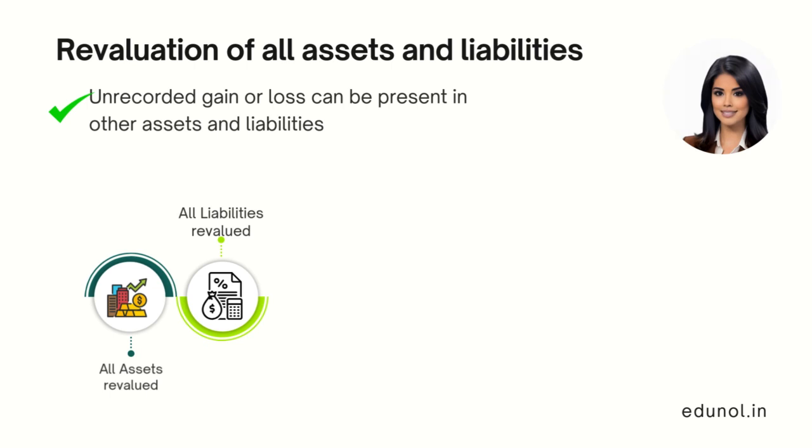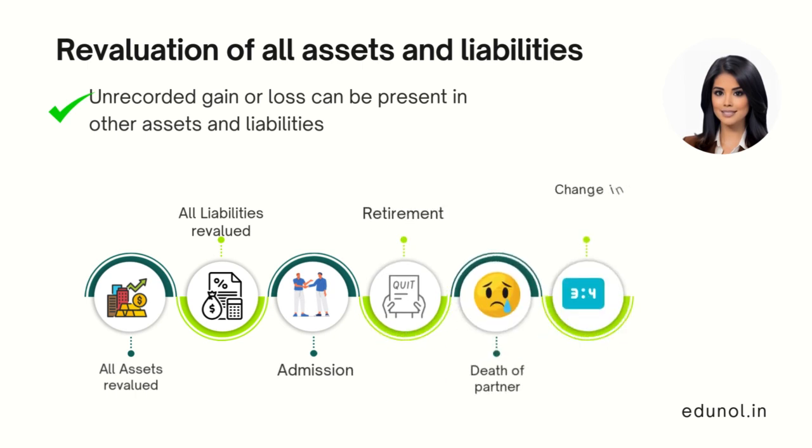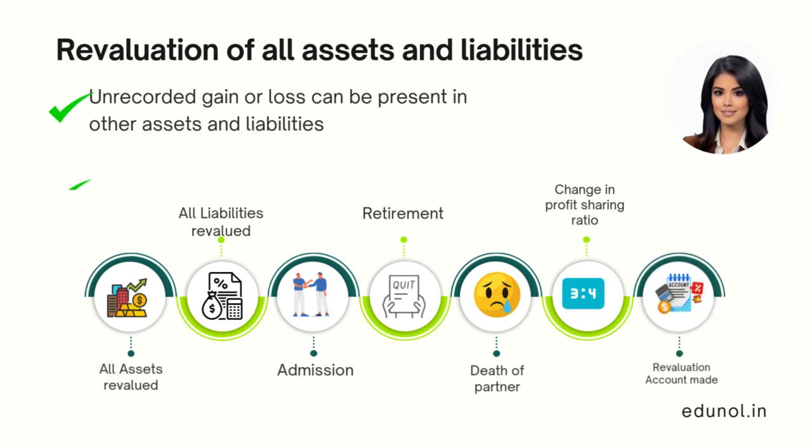Secondly, such profit or loss can arise at the time of all kinds of reconstitution of partnership firm, like admission, retirement, death of a partner, or change in profit-sharing ratio. So all the assets and liabilities are revalued at the time of all kinds of reconstitution of partnership firm. For this purpose, revaluation account is made. The resultant gain or loss, due to revaluation of all the assets and liabilities, is distributed among the old partners in the old profit-sharing ratio.